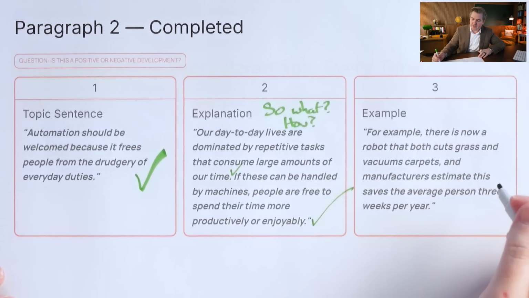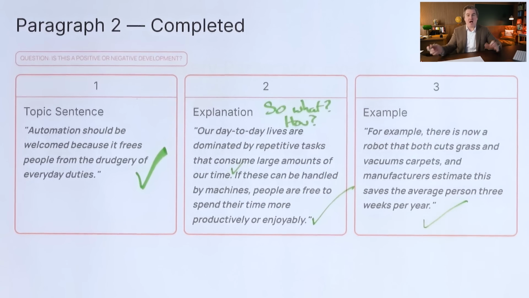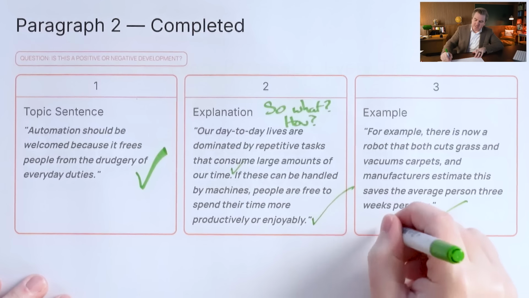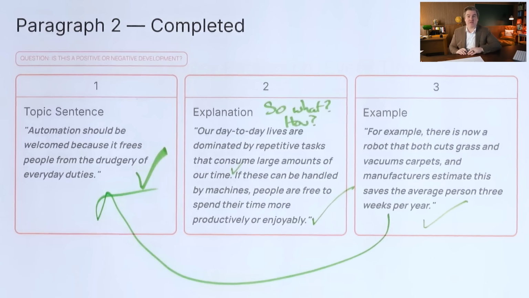"For example, there is now a robot that both cuts grass and vacuums carpets, and manufacturers estimate this saves the average person 3 weeks per year." As an examiner, do I know whether this exists? Am I going to Google it? No, but does it sound plausible? Yes. Saves a person 3 weeks per year. There are 52 weeks in a year. Saves them about 7 or 8% of their time. Sounds plausible. Am I going to check it? No. All good. Does the example actually talk about this?